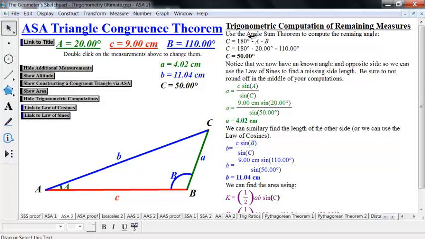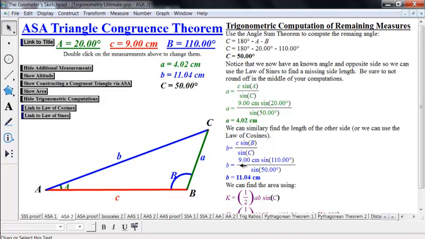Okay? And here are the steps. Once again, solve for the other angle first by subtracting the two angle measurements you have from 180 degrees. So we get 50 degrees for the other one. Now we use that C and side c, which we know in our computations here, to get that fraction c over sine C known. Multiply, we have a over sine A equals c over sine C. Multiply both sides by sine A. Plug in your c, your angle A, angle C. Work it out. It should be 4.02 centimeters, and similarly side b is 11.04 once you have a and b.